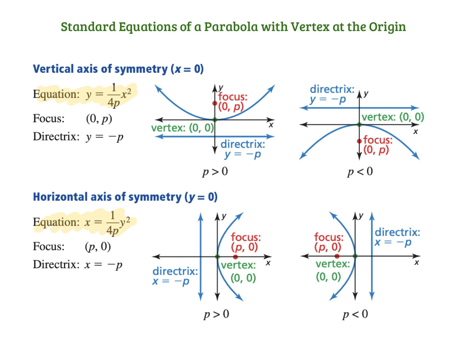But notice that that distance from the vertex to the focus or the vertex to the directrix is still p, and we can pull that p value from this number. So whatever this coefficient is, we just set it equal to 1 over 4p, and that allows us to find p, which helps us place our focus and our directrix.